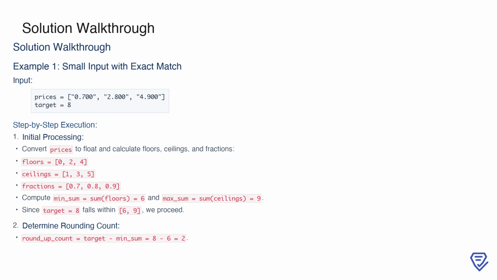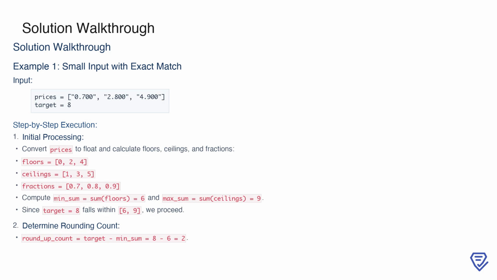In this example, we start with the input prices as strings and the target value of 8. The first step is to process the prices. We convert each price to a float, then calculate 3 key lists: floors, ceilings, and fractional parts. The floors represent the integer portion of each price, giving us 0, 2, 4. The ceilings are the next integers above the prices, resulting in 1, 3, 5. Finally, the fractional parts, which represent how far each price is from its floor value, are 0.7, 0.8, 0.9.